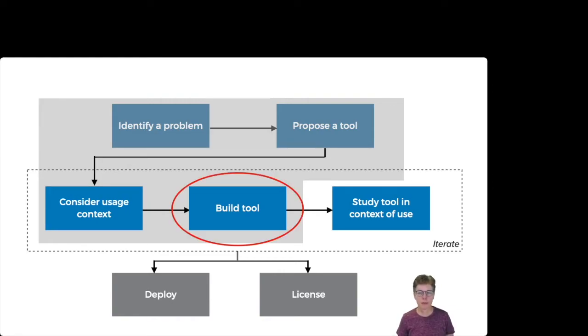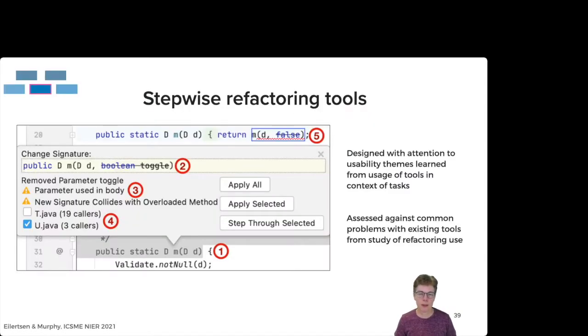Let's take a look at what that can mean for new kinds of refactoring tools. Using the knowledge she gained, Anna has proposed and built a proof-of-concept prototype of a new kind of refactoring tool, a class of tools she calls stepwise refactoring tools. I'll just give you a high-level overview of this class of tools. Anna presented a talk about these tools in the new ideas track of ICSME 2021.